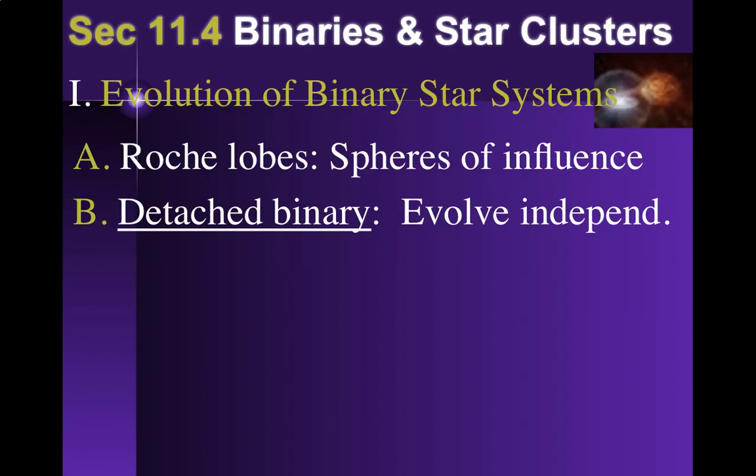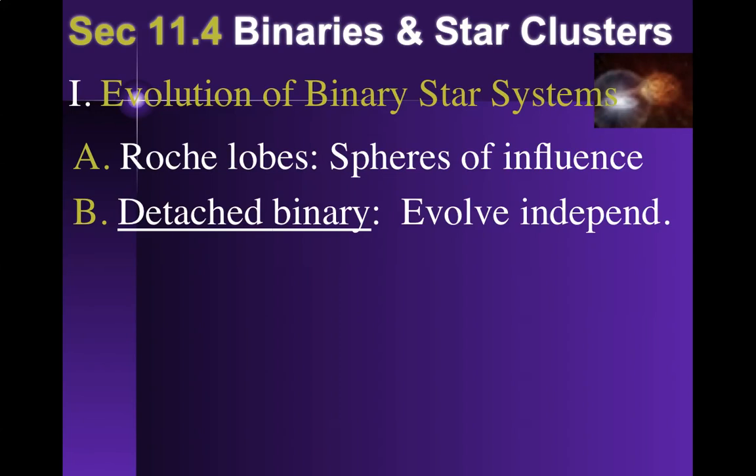The more massive one would evolve first and become a red giant and a white dwarf, for example, and it just wouldn't affect the other star. And the second star then would evolve and not be affected by the first one. That's called a detached binary, but that's kind of boring.